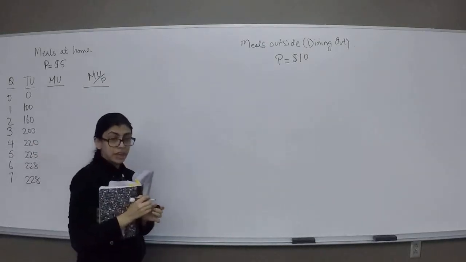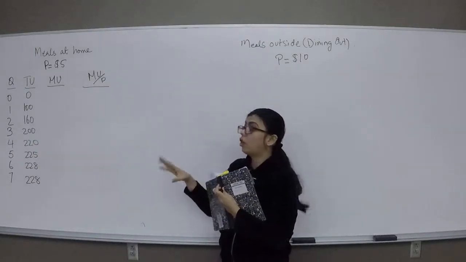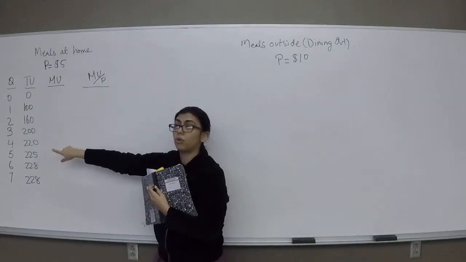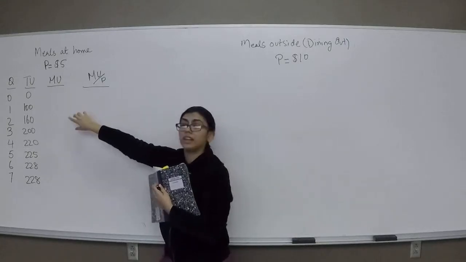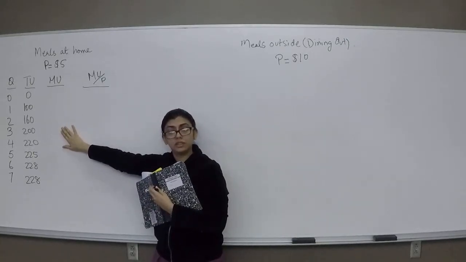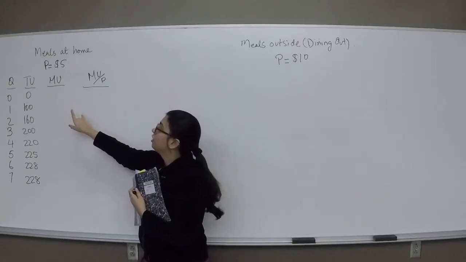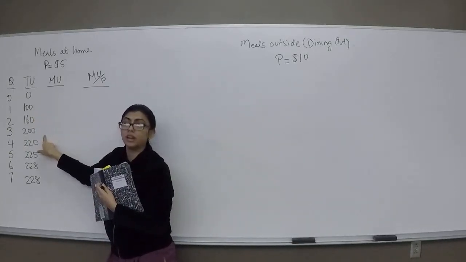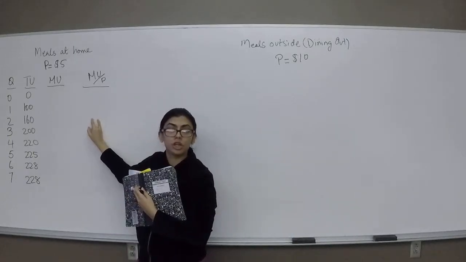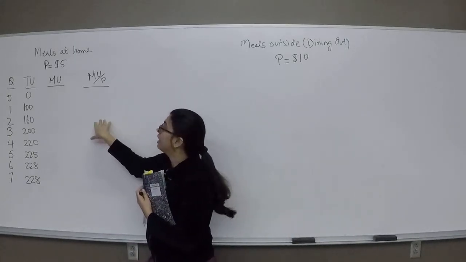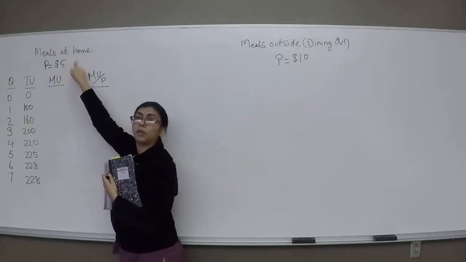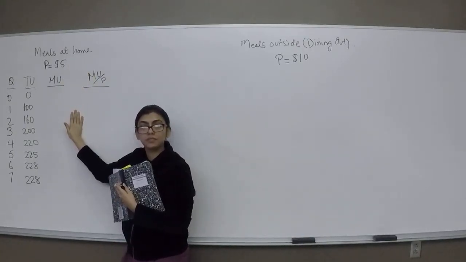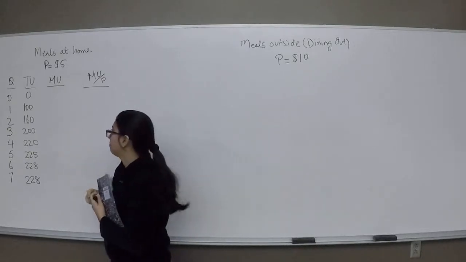So on the exam, or on the quiz, you will be given this much information. You will be given quantity and total utility. You will have to calculate the marginal utility, which is the utility of one additional quantity, right? And you will have to calculate marginal utility per dollar, which is simply dividing the marginal utility by the price that's given to you, right? Make sense? So now we're going to calculate that.